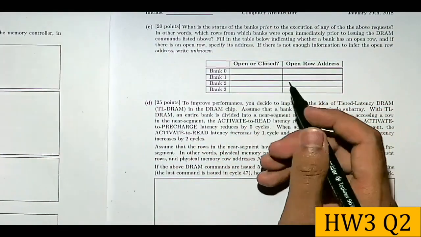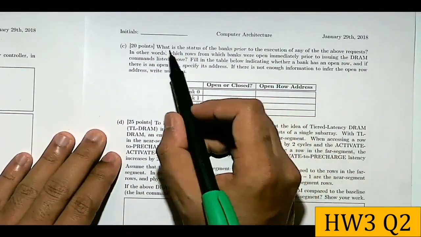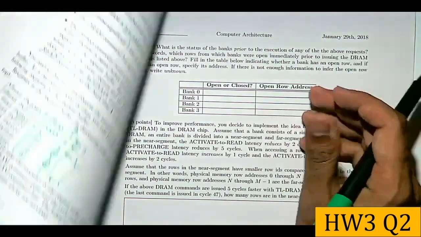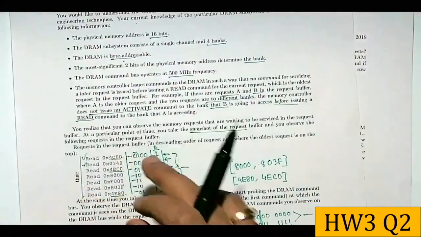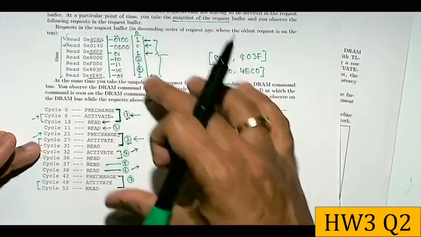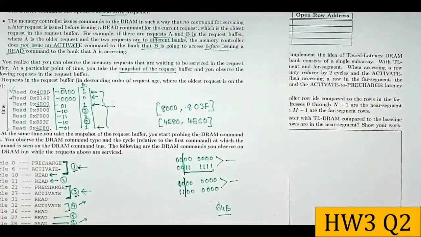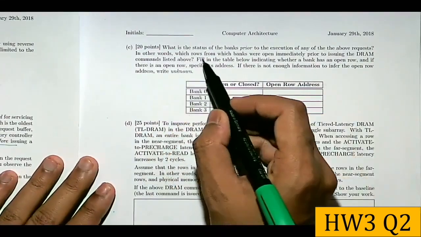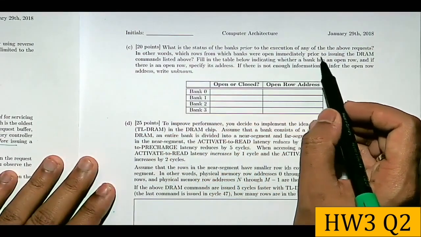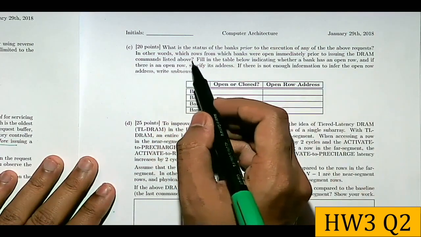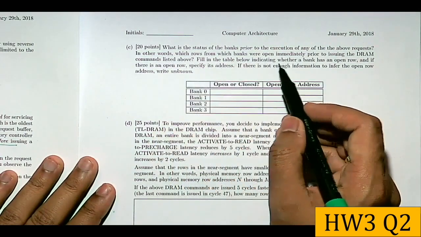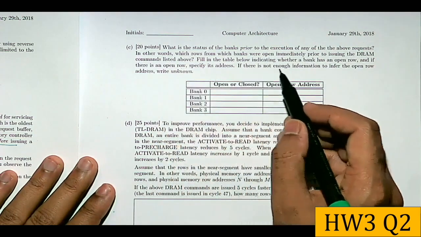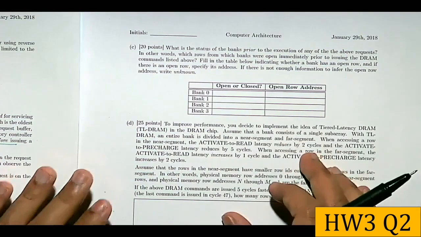So let's read the question. What is the status of the bank prior to the execution of any of the above requests? These are the request sequence. Before this request sequence even happened to the DRAM, what is the state of the DRAM? In other words, which rows from which banks were open immediately prior to issuing the DRAM commands listed above? Fill in the table indicating whether the bank has an open row. If there is an open row, specify its address. If there is not enough information, just simply say unknown.